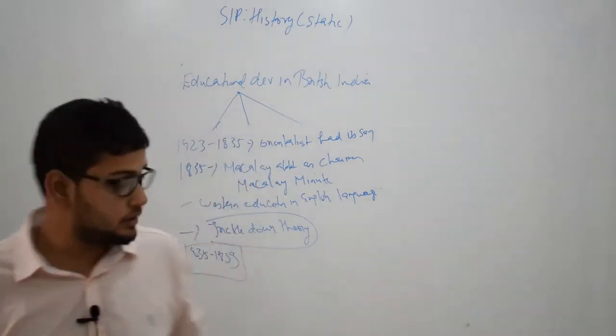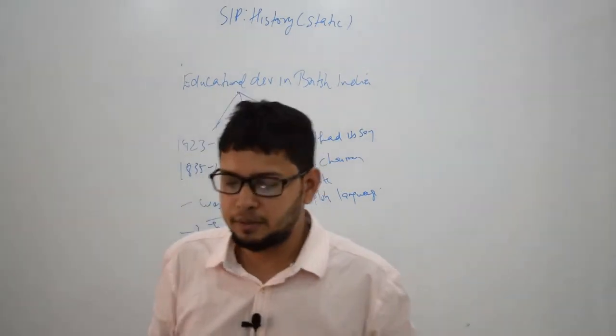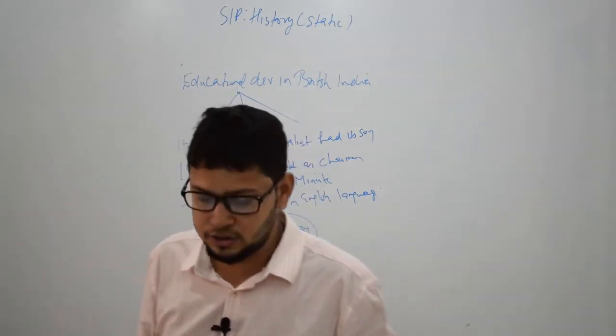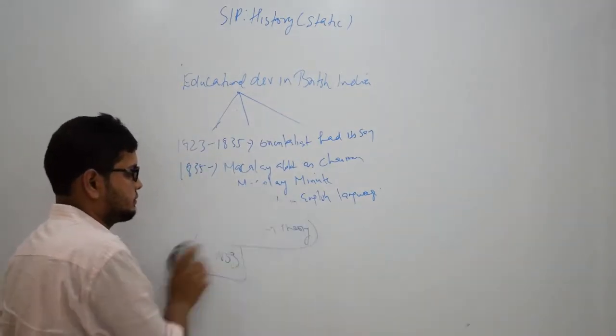Finally, after 1835, there were two institutions which were established. First was Elphinstone College in Bombay, and second was the Calcutta Medical College.